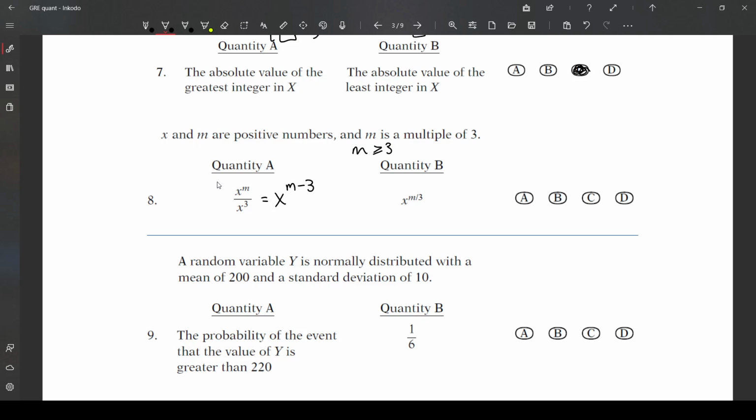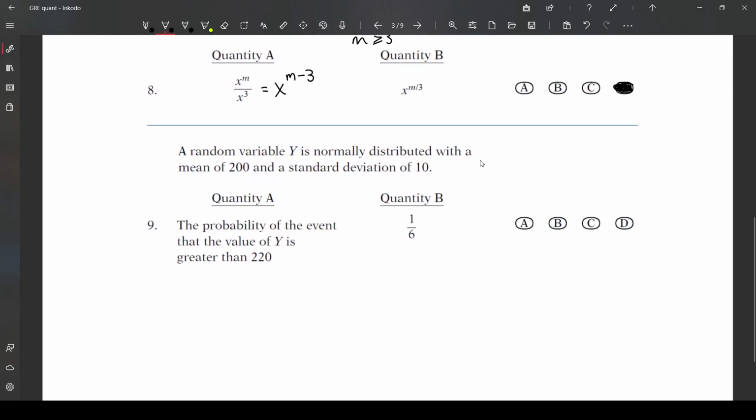I think you can't determine, because consider m equal 3, then this would be 1, and then this would be x, and then you could vary x from being less than 1 or greater than 1, so you can't determine.